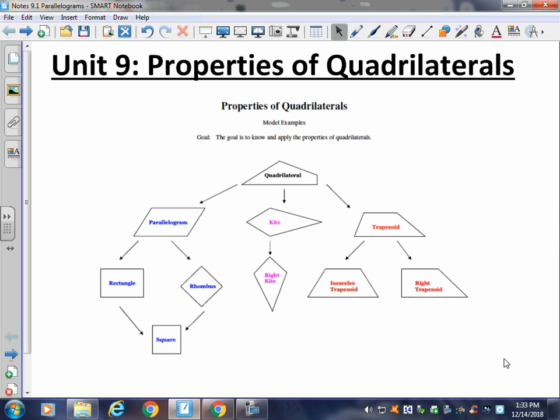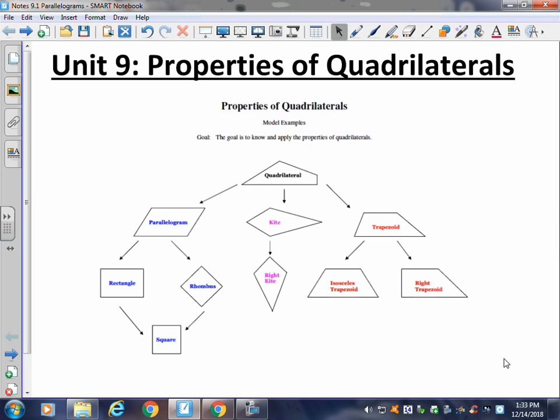It's not because somebody named the thing you fly in the air a kite, and then they decided, oh, that's going to be a geometry shape. It's because it was a geometry shape, and they made the kite that shape. And there's a right kite versus one that's not a right angle. And the right angle could be up here at the top. You can see that's a right angle or not.